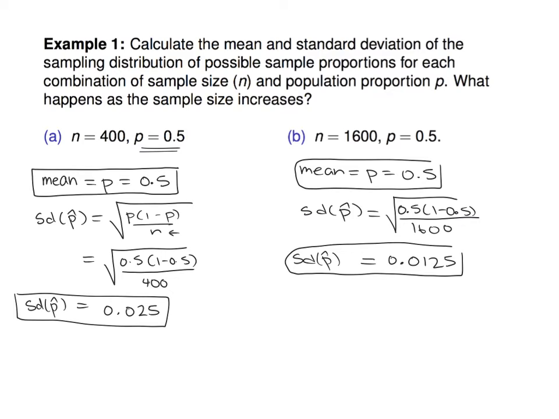And that should jive with what you think about taking bigger samples: you should have less variability in those samples. You should expect to get things that are closer and closer to the true value. Think about this as flipping a coin. If you flip a coin 400 times, on average you're going to probably get half heads, but there will be some variability. If you flip it 1600 times, still on average you'll get half heads, half tails, but the variability in your samples is going to decrease.